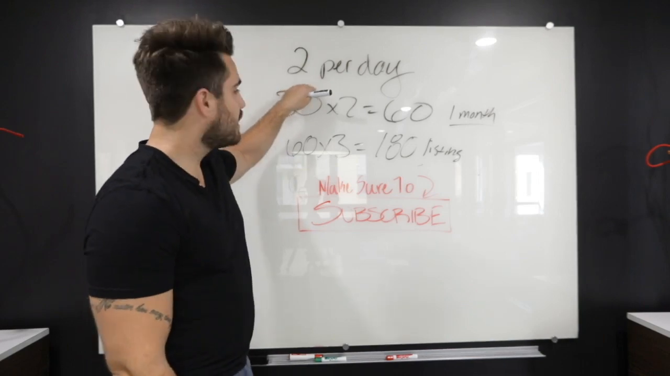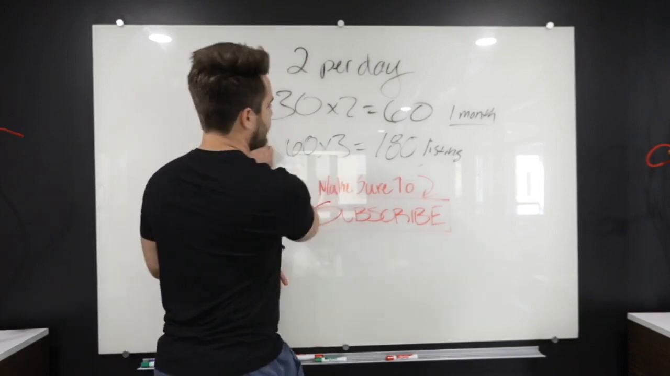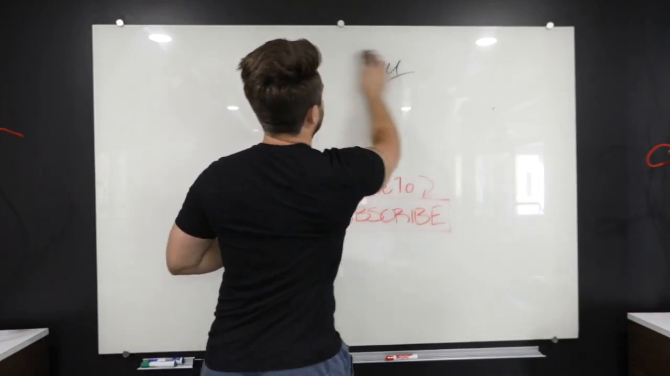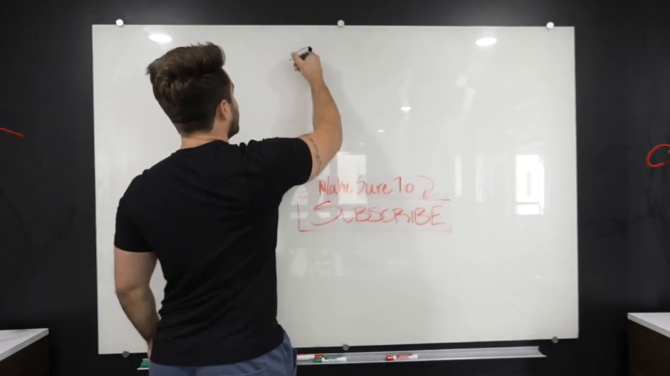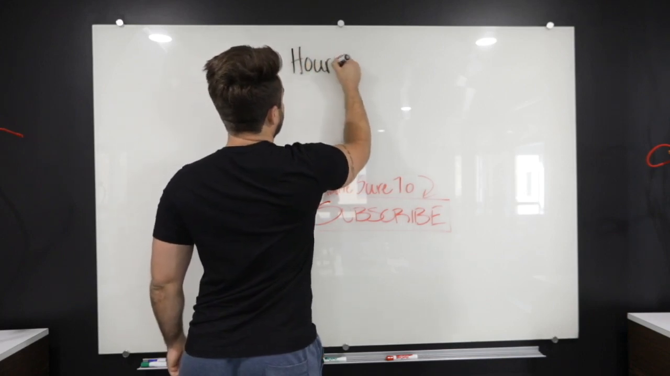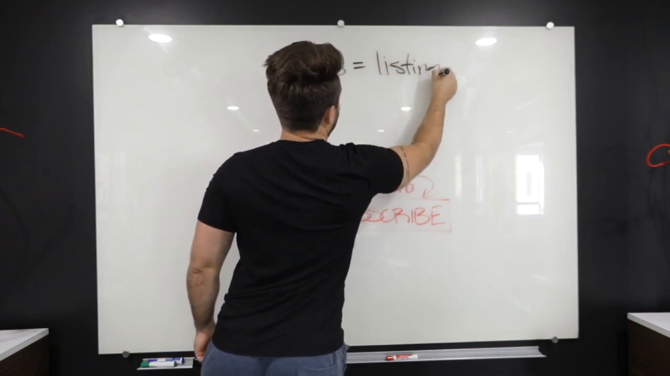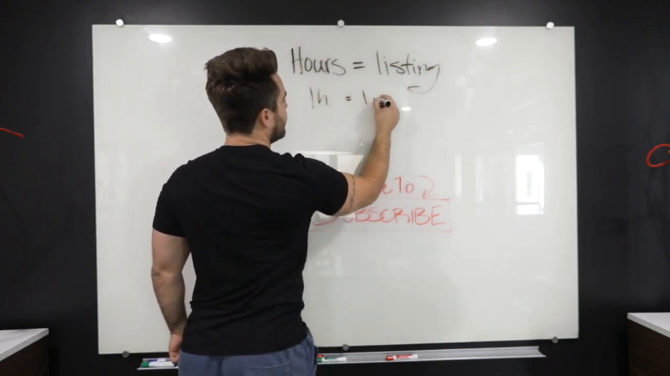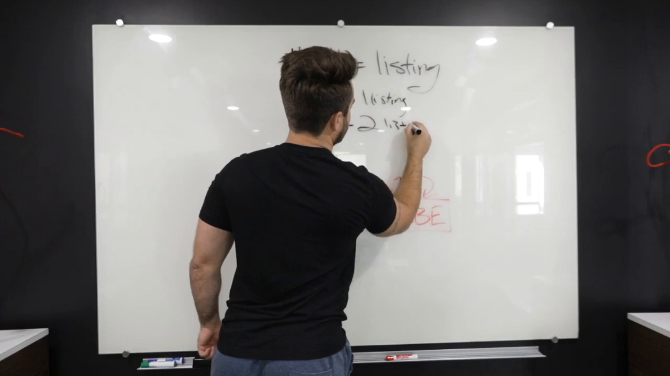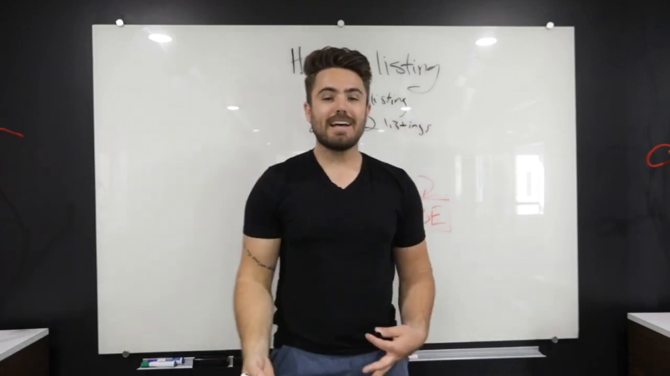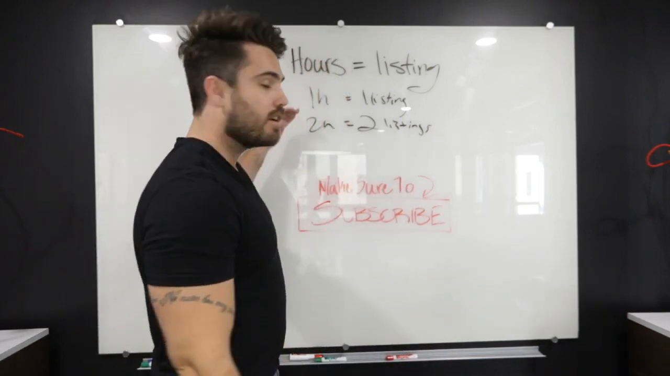You do 2 a day, in a month you have 60, in 3 months you have 180 listings. All right? So that's the game plan I have for you. However many hours you can set aside equals listings. So 1 hour, 1 listing. 2 hours, 2 listings. All right? And as you get faster at this, then you can increase those. Or if you're just a go-getter, you have all the time in the world, increase these.